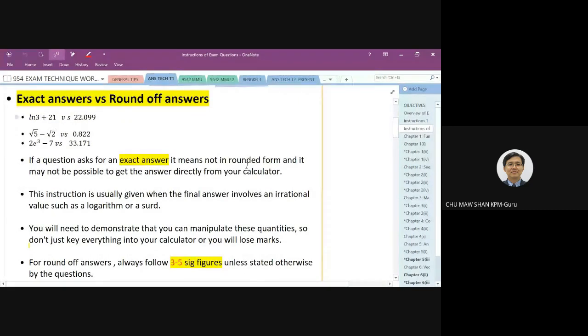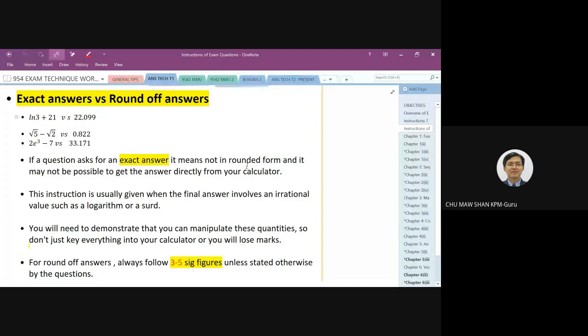Square root of 3 plus 21 is considered an exact value, or exact answer. If you give 22.099, it's a rounded answer. Which one is better? The exact answer is the better one. It's the preferred one. When the exact answer is available, give the exact answer, even though it's not mentioned in the question. We try our best to give the exact answer.